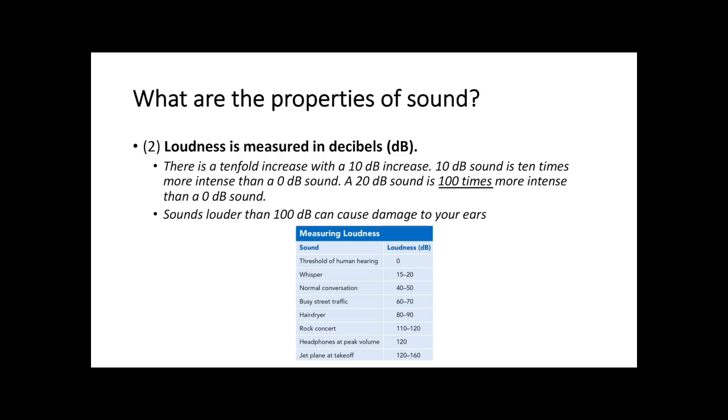All right, so there we have it. Those are the properties of sound and what sound is. I hope you've paused and taken some notes, or you're about to go back and do that now.